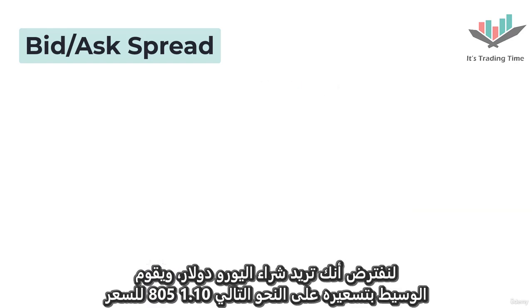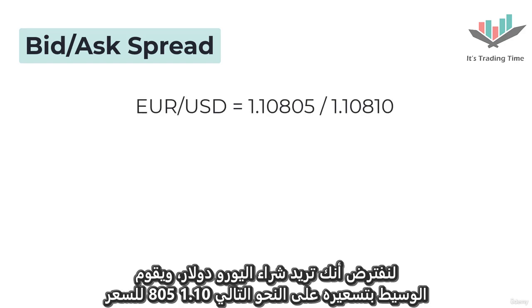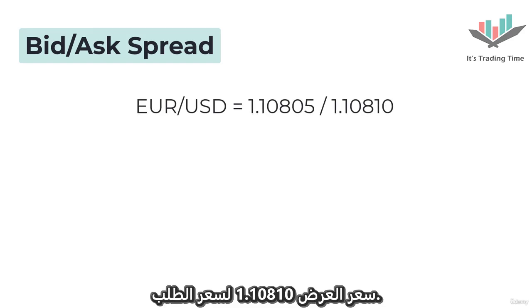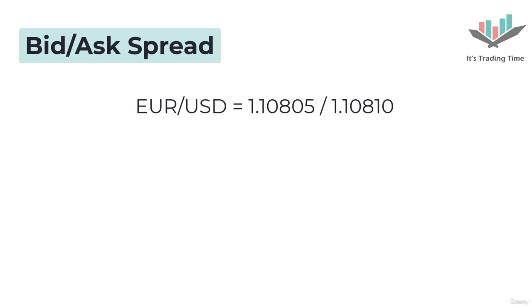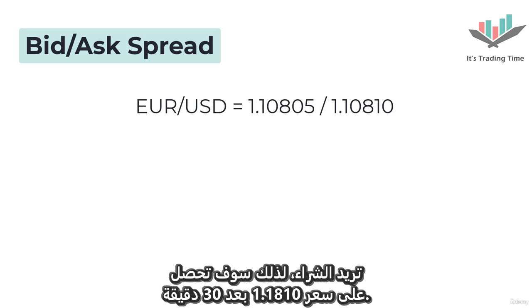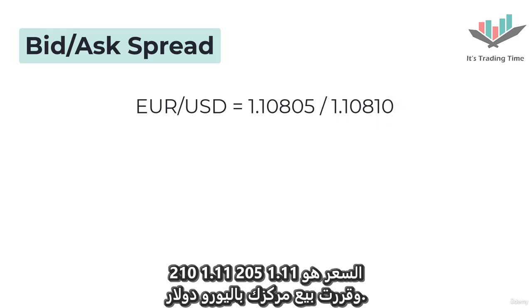Let's say that you want to buy euro-dollar and the broker is quoting it as follows: 1.10805 for the bid price, 1.10810 for the ask price. Which price will you get? You want to buy, so you will get the price of 1.10810.